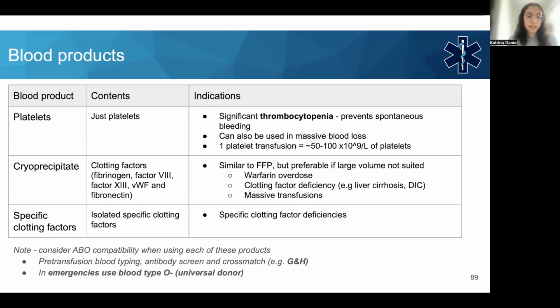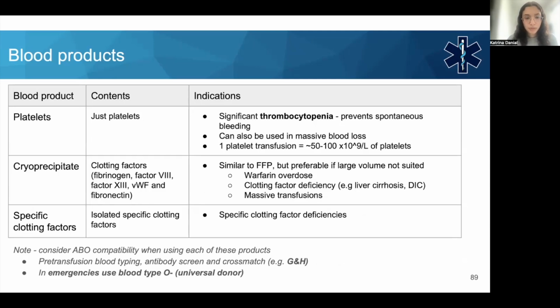And then cryoprecipitate is your clotting factors. It's similar to fresh frozen plasma, but it's preferable if a large volume is not suited. So still warfarin overdose, clotting factor deficiency, don't worry too much about it. And you can also give specific clotting factors if somebody has a specific deficiency, hemophilia, for example.